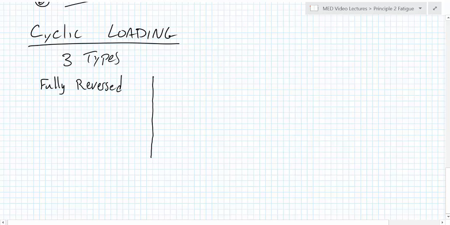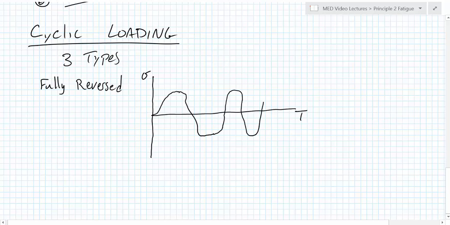So if we draw a diagram that shows our value of stress, and this could be shear stress, it could be bending stress, it doesn't matter, I'm just going to use a value of sigma to represent stress. And we plot that over time. Fully reversed means that at some point the stress reaches a maximum, and at another point in time the stress reaches a minimum. And it cycles between those maximums and minimums. And if the magnitudes of these maximums and minimums are the same, and the mean is 0, we call this fully reversed.